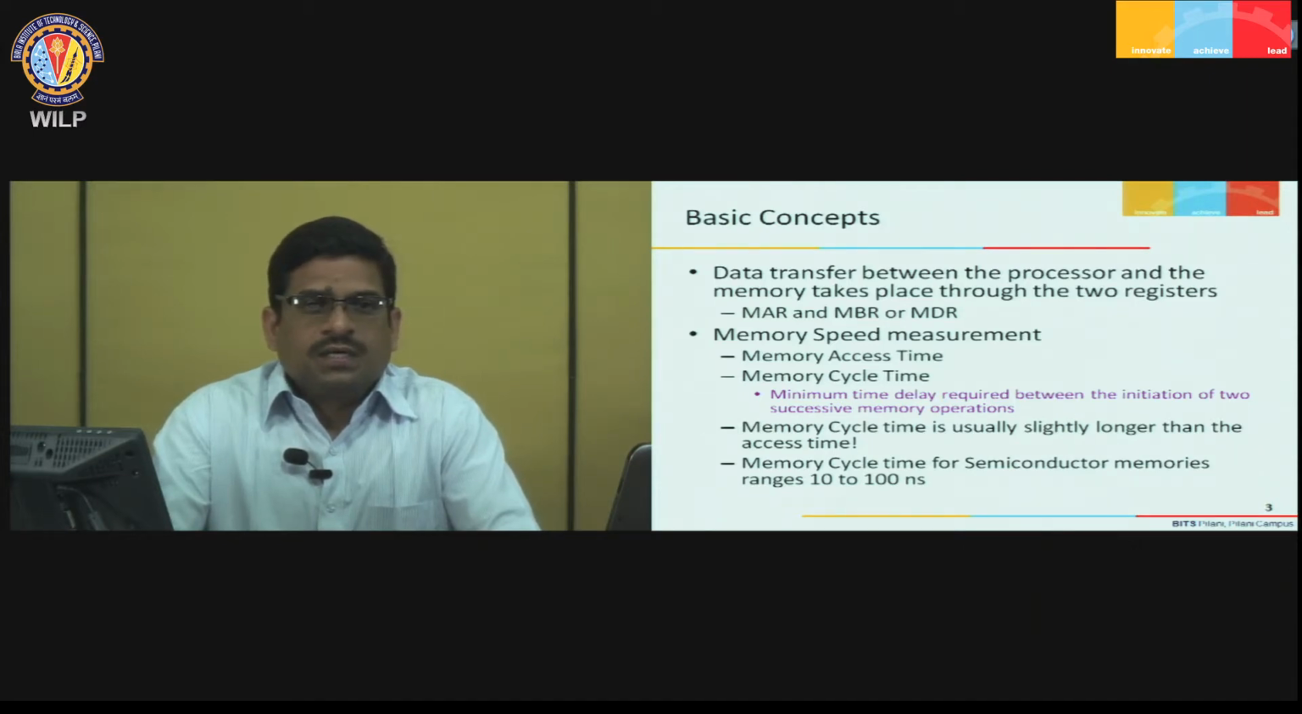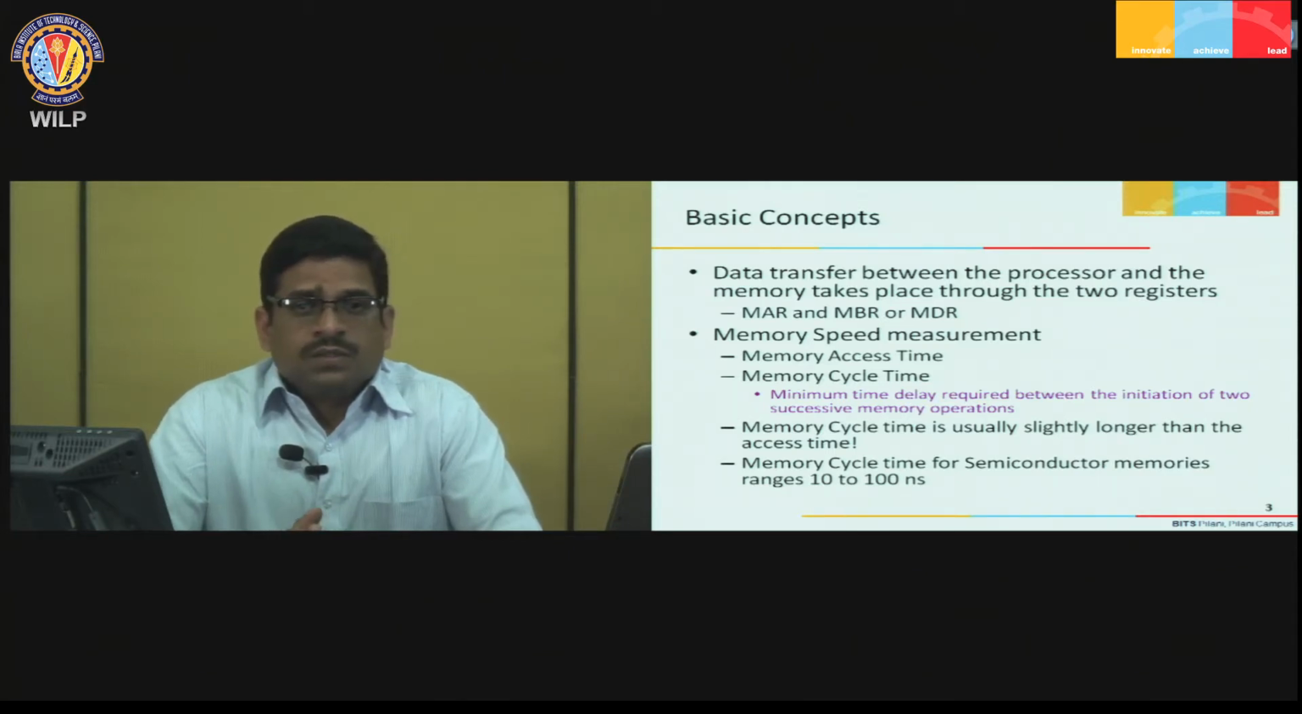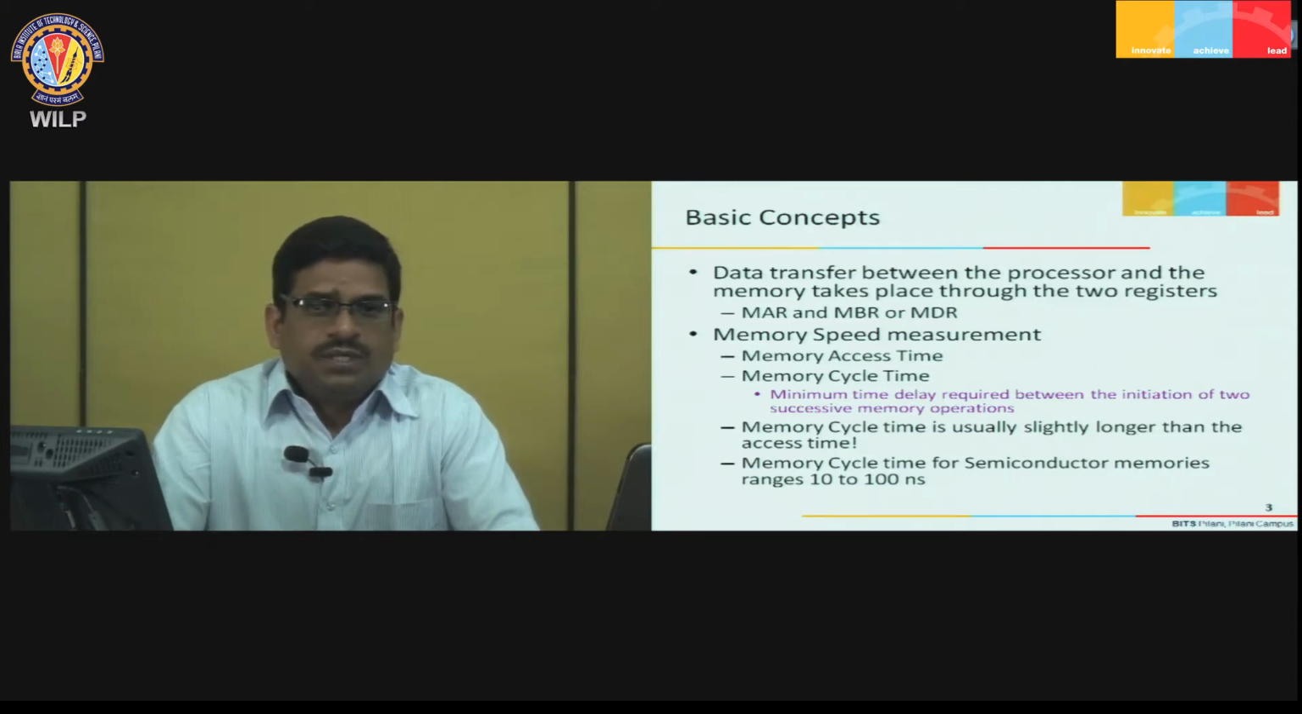As I discussed in previous lectures, the data transfer between the processor and the memory takes place through two registers. Internal memory here means the main memory, or physical memory as it is called. So, for the transfer of data between the processor and the memory, the intermediary components in the processor are the MAR register and the MBR register. MBR register is also named the MDR register.